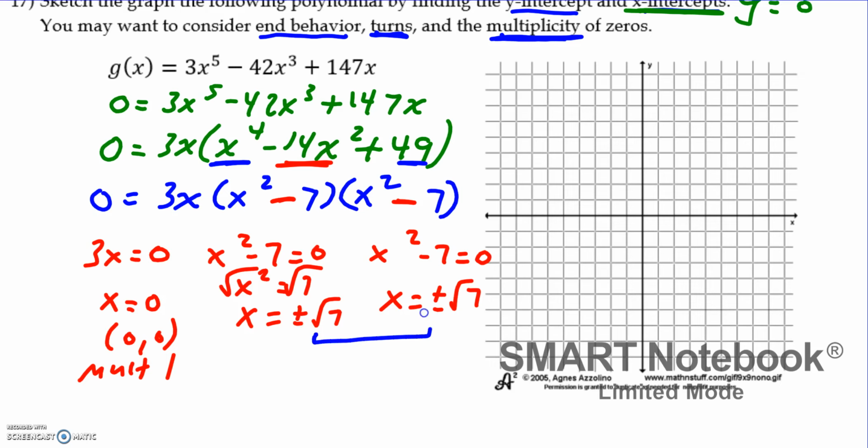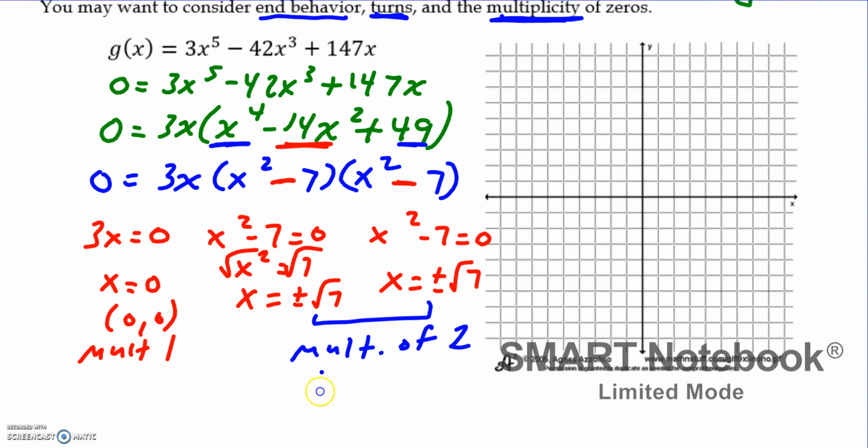However, you might notice that the factors were the exact same. So positive root 7 happened twice, and negative root 7 happened twice. So positive and negative root 7 have a multiplicity of 2. And when we have a multiplicity of 2, that means on the graph we're going to see a bounce. And if we have a multiplicity of 1, that means it goes through the x-intercept.